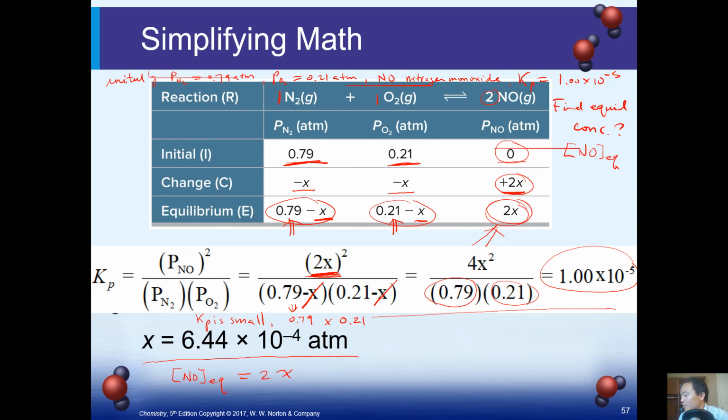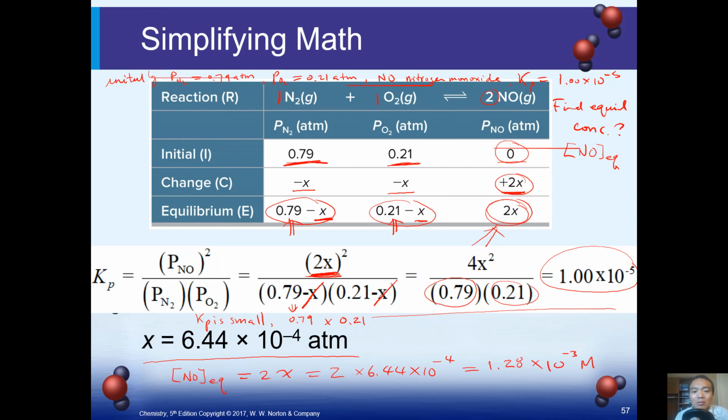It would be 2 times 6.44 times 10 raised to negative 4. This would be 1.28 times 10 raised to negative 3 molar. That would be your final answer. Okay. All right.